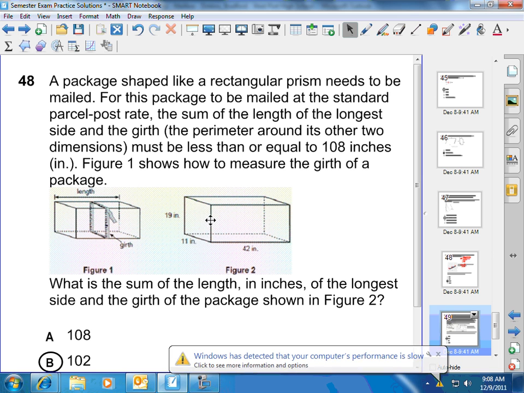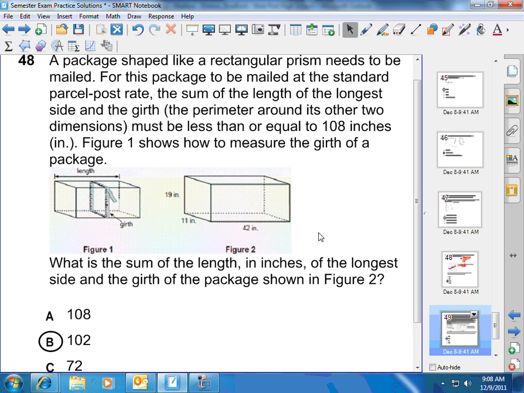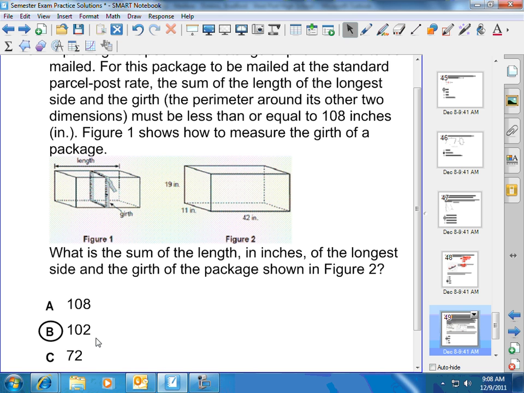So we have 19 and 19, 11 and 11. So 19 and 19 is 38, 11 and 11 is 22. So 38 plus 22 is 60. So the girth is 60. So the directions tell us to add the girth to the longest side, so that's 42. So 60 plus 42 is 108. So the package meets the requirements for shipping.